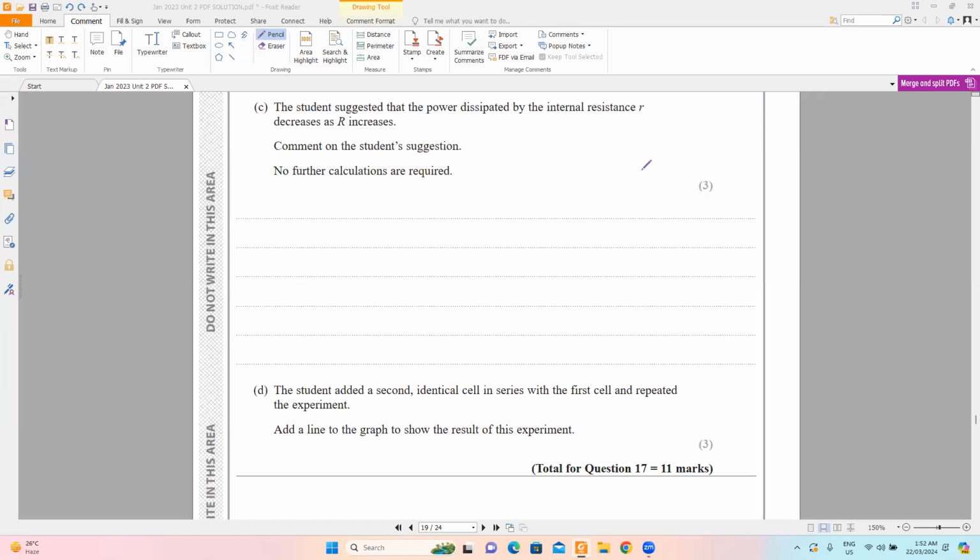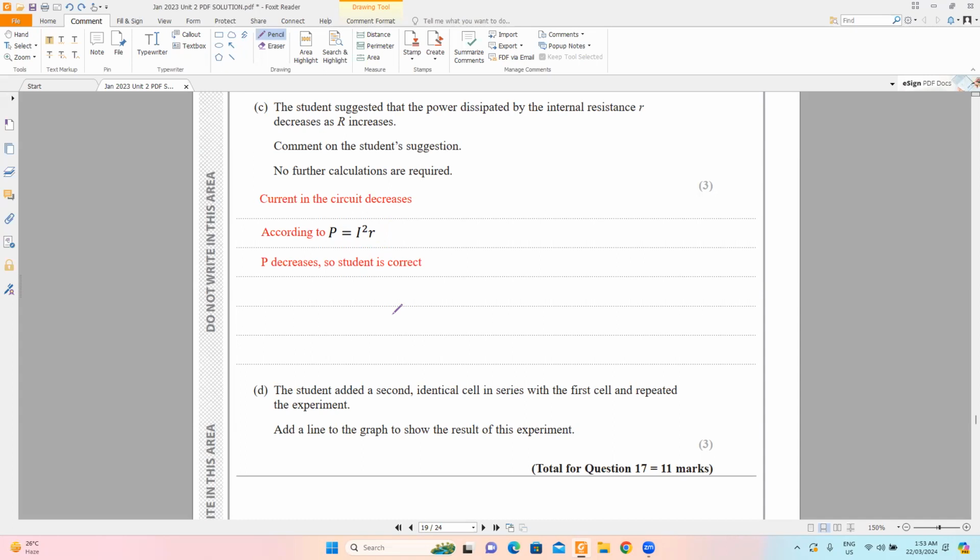Next part of the question says, the student suggested that the power dissipated by the internal resistance r decreases as R increases. All right? Comment on the student's suggestion. Always remember, these two are connected in series. So if R increases, the current in the entire circuit decreases. And according to P equals I squared r, the current through the internal resistance also decreases, right? So if I decreases, r remaining the same, the power dissipation decreases. So the student is correct.